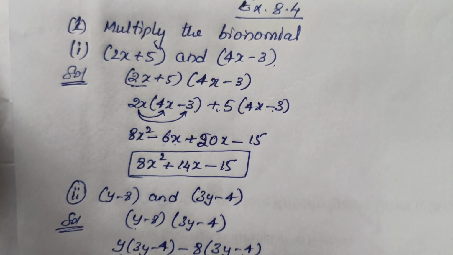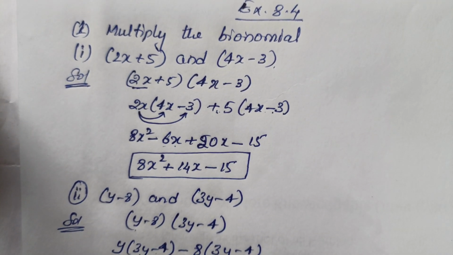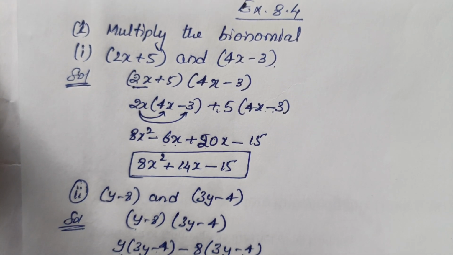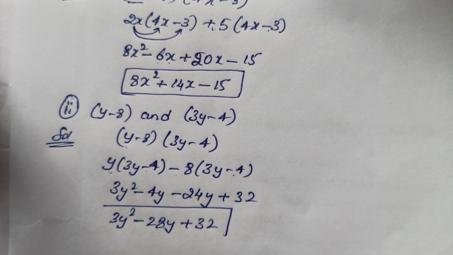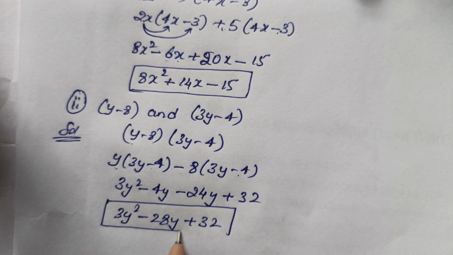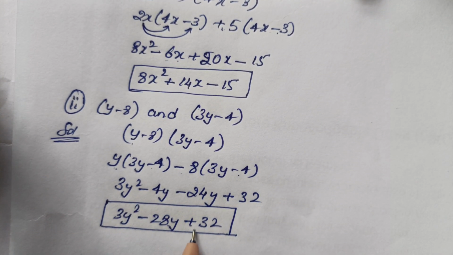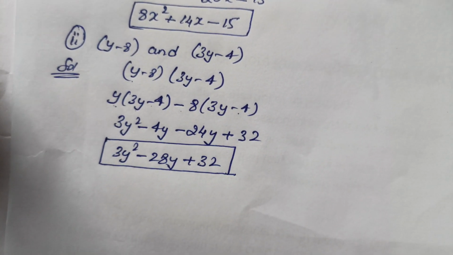So here we see 3y square minus 4y minus 24y, both are like terms, we can add them as minus 28y, plus 32. We can write 3y square minus 28y plus 32 is the answer. Now to the third part.